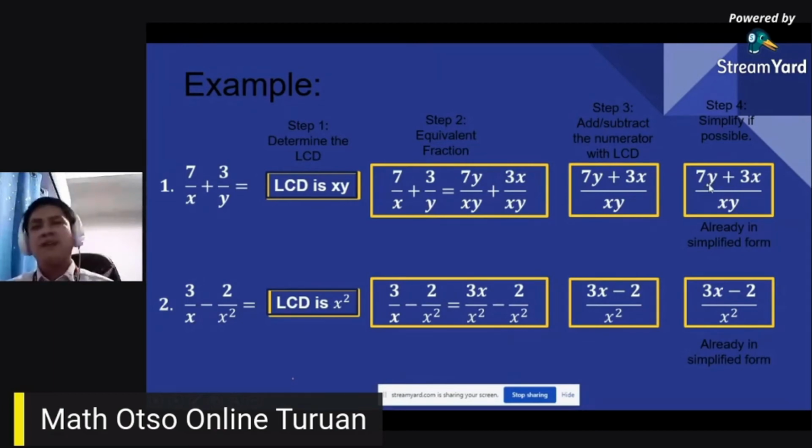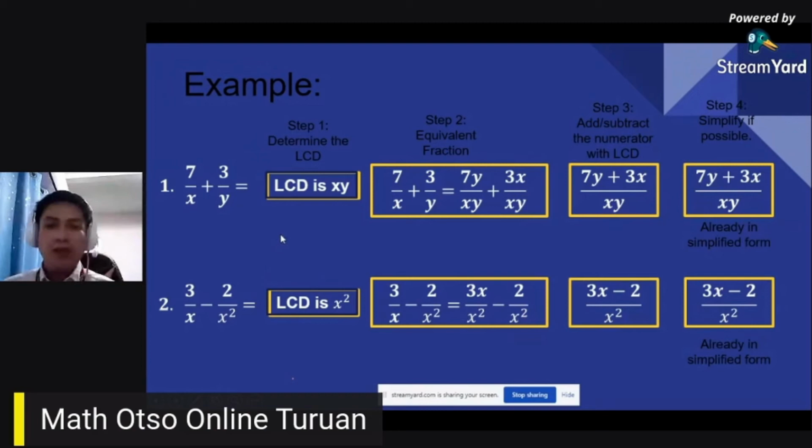Hindi na. Bakit? Wala na silang common factor. Hindi naman pwedeng i-cancel yung x dito tsaka yung y sa baba at tsaka doon sa numerator kasi they are not common binomial. So, this is already in simplified form. So, the answer is 7y plus 3x all over xy. Okay? I hope you understand example number 1.